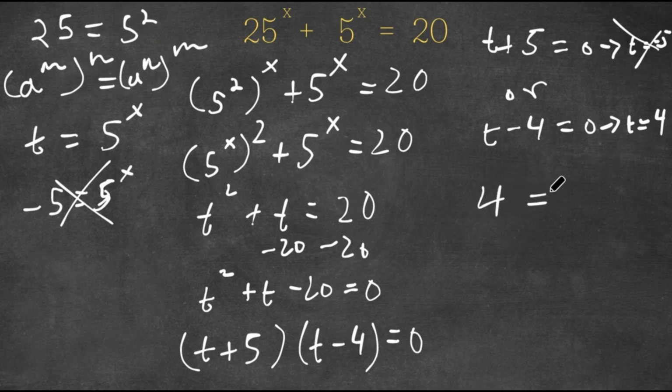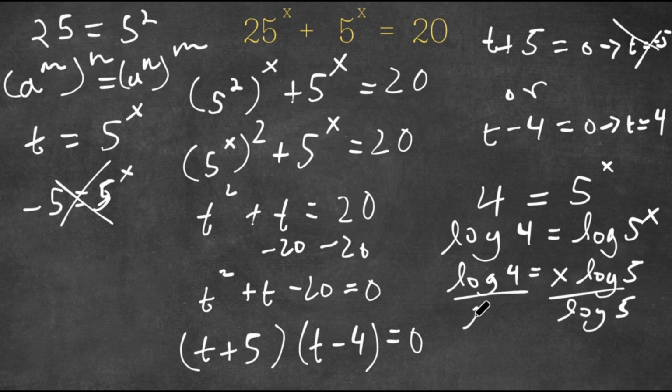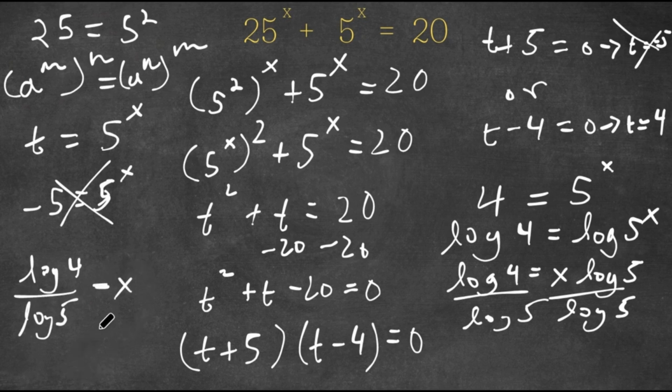So now we have 4 is equal to 5 to the power of x. Now I'm going to take the log on both sides. So I have log 4 equals log 5 to the power of x. And then this would get me to log 4 equals x times log 5. Now if I divide both sides by log 5, I get log 4 over log 5 is equal to x. And this is our answer.